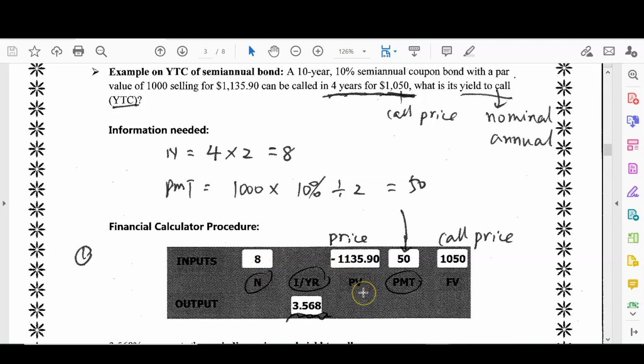We input present value as the bond price we paid today, negative 1135.9. We input payment as 50. We input future value as the call price, 1050. We compute for I. We have 3.568. Think about it. What is this I here? Is it a nominal annual rate or is it a semi-annual rate?